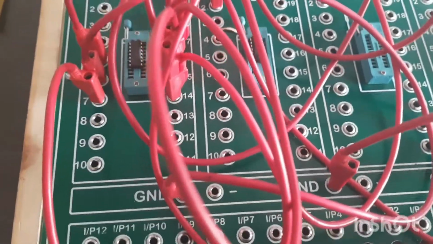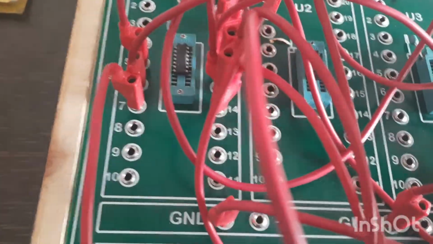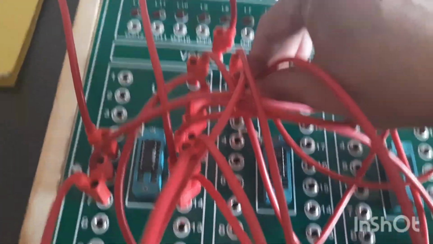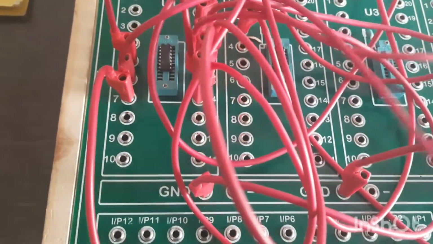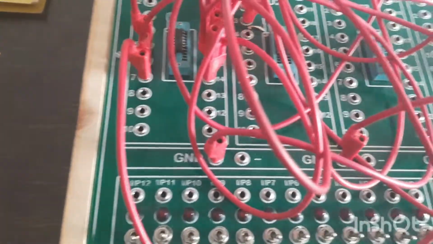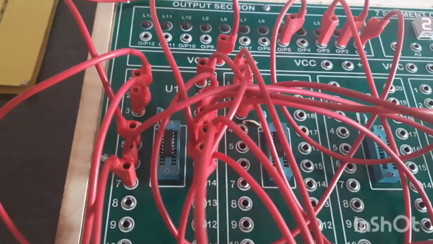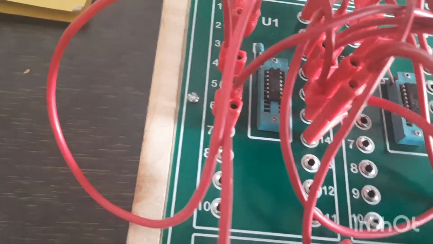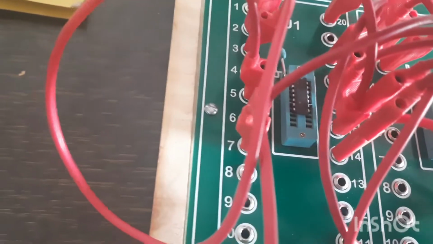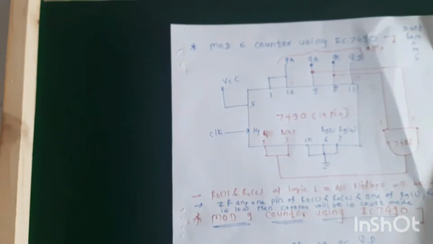Now the output of the 7408, that is pin number 3, is connected to 2 and 3 of the 7490. So we are going to short pins 2 and 3, and pin number 3 of the second IC, that is the AND gate IC, is connected to them. Right, so these are our connections. Again, one more connection is remaining. Pin number 1 of the 7490 is connected to pin number 12 of the 7490.